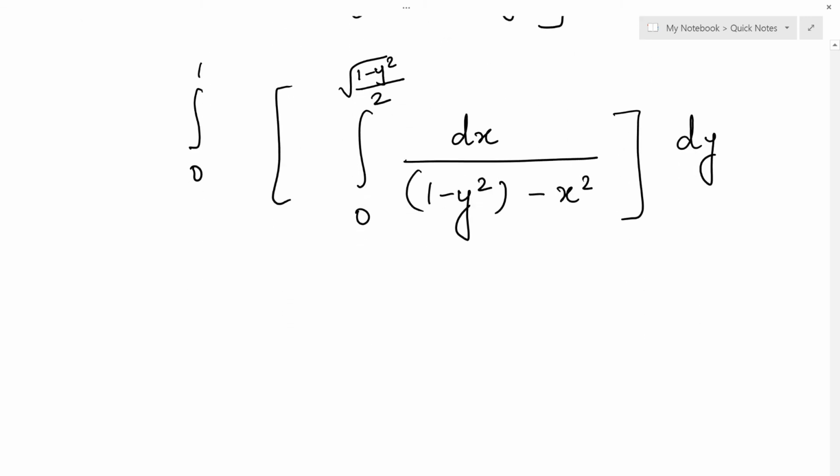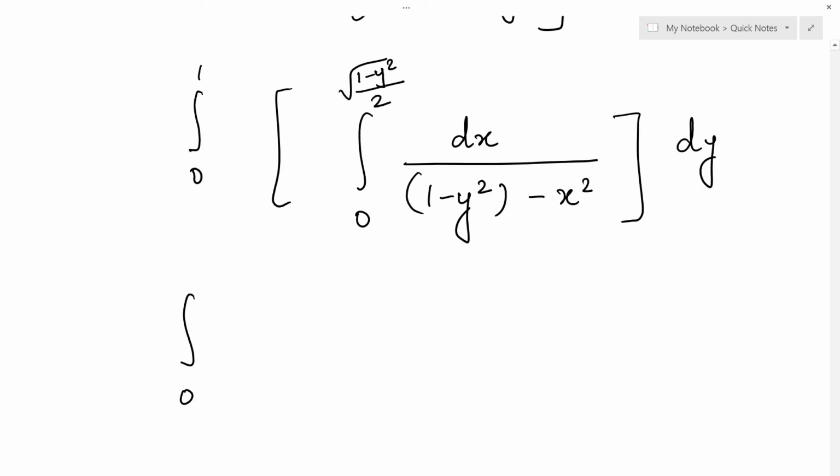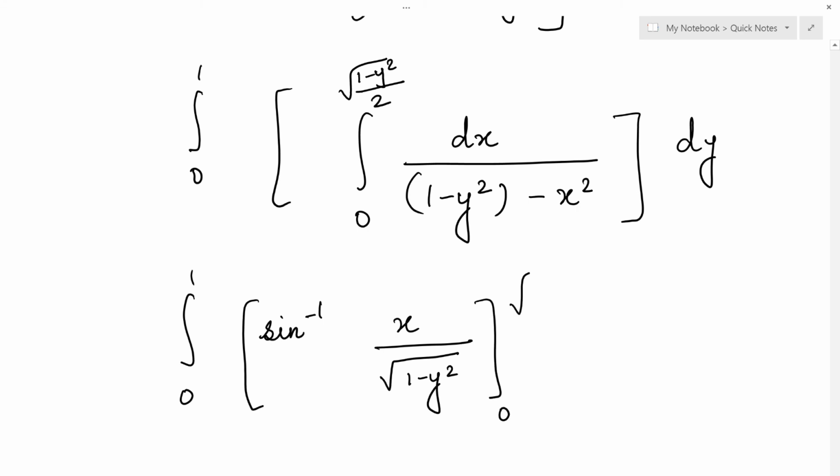So clearly, which formula is this? Think a little, which formula is this? Yes, correct. It is sine inverse. So sine inverse of x upon under root of 1 minus y square. The limits of integration are 0 to under root of 1 minus y square by 2, dy.